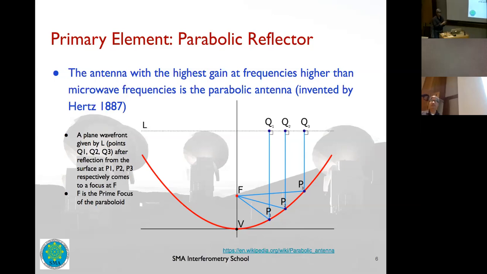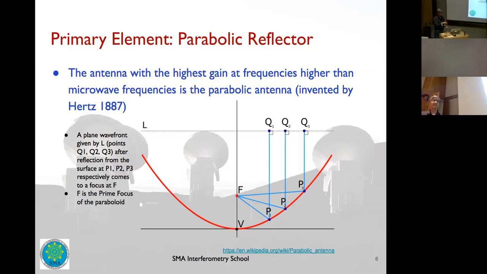All of these have two foci. The parabola has two foci: there's one focus here, and the second focus is, guess where? Where's the second focus? It's infinity, right? So you have the plane wave front at infinity. And then you can pick different surfaces. For a sphere, there are two foci and they're both coincident at the center.